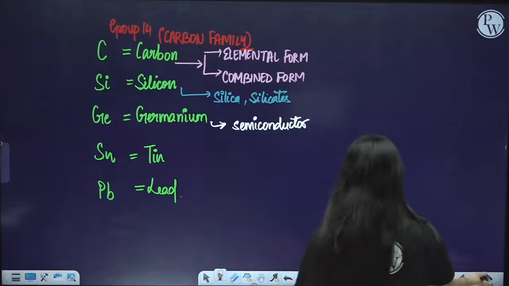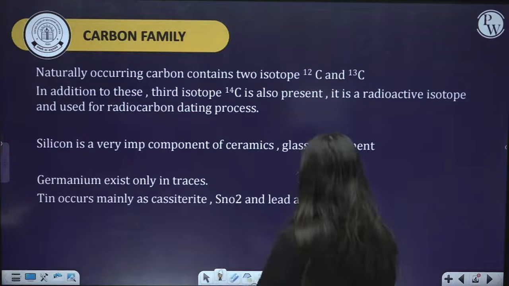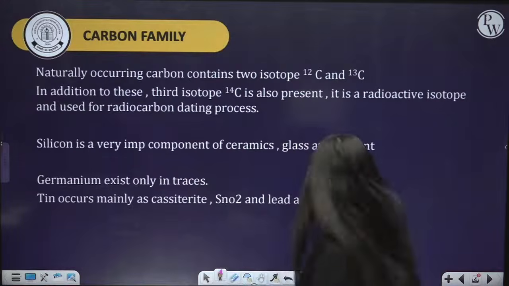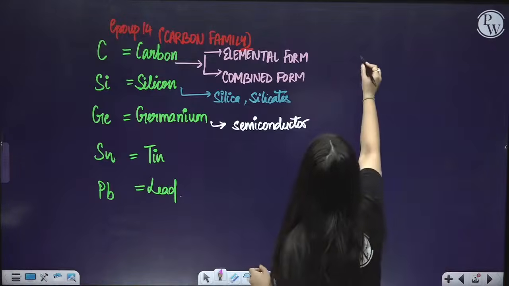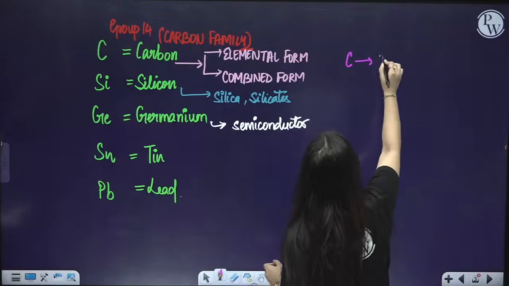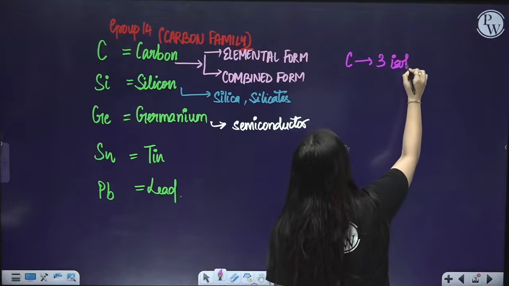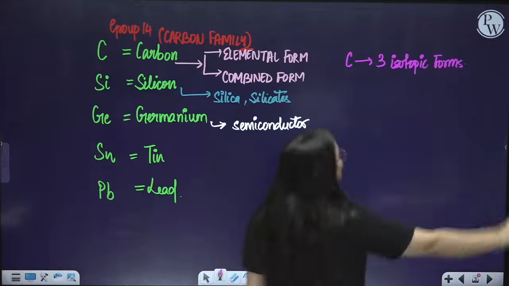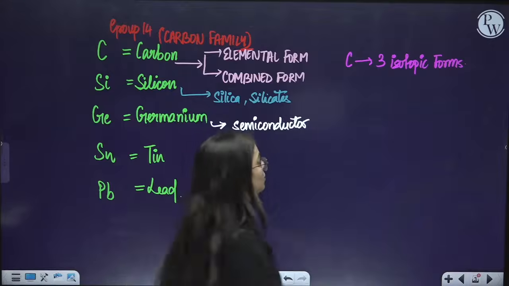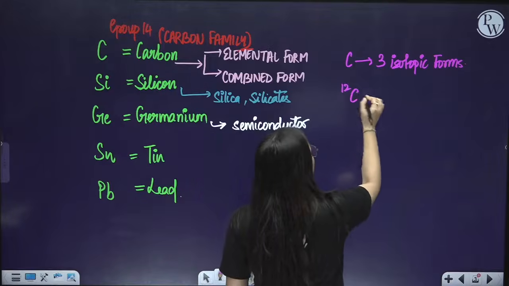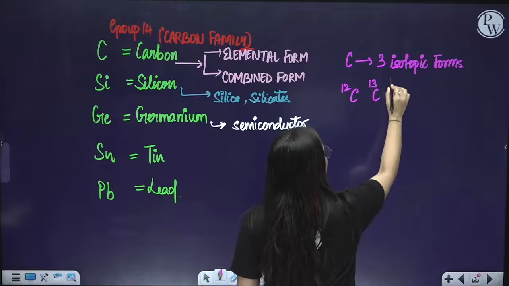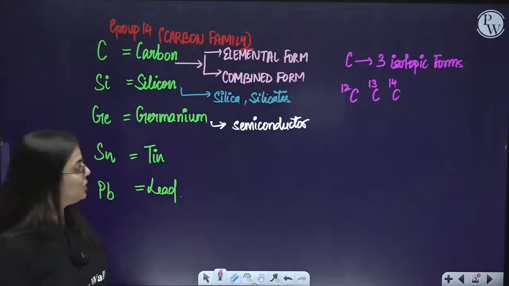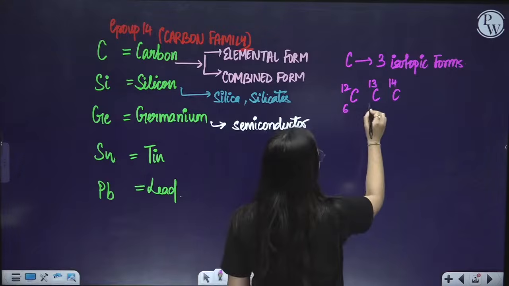If I talk about their occurrences over here, I have major key points. But before discussing the very first major key point, let me tell you one more thing about carbon. Carbon, students, can exist in three isotopic forms: the very first is carbon 12, then carbon 13, then carbon 14. In these three isotopic forms, the atomic number is the same.